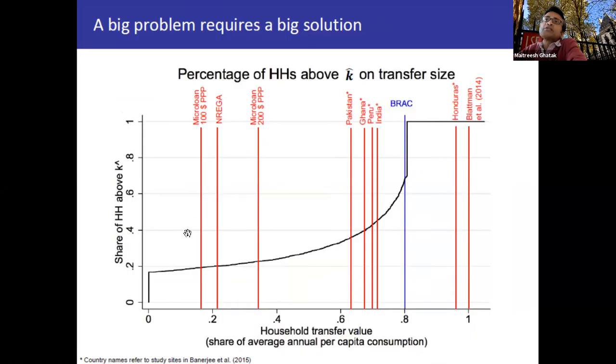What's interesting is we compare a whole range of programs, and I realize it may not be easy to absorb all this very quickly, but just to give a sample: this red line is a microcredit worth $100 in PPP terms. This is the same microcredit, but $200 in PPP terms. These are some of the other asset transfer programs that have been evaluated by other related studies. This shows that these microloan type programs are only able to push a relatively smaller fraction of people above the threshold, whereas the BRAC program, which is about 80% of their average consumption level, was able to push a much bigger fraction, more than 60%, above the critical threshold.